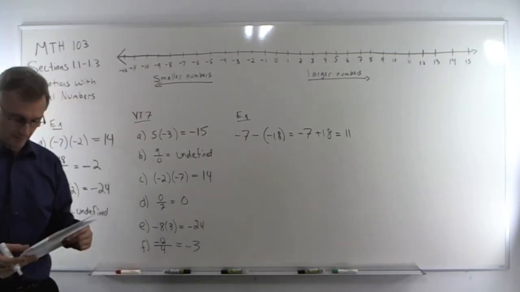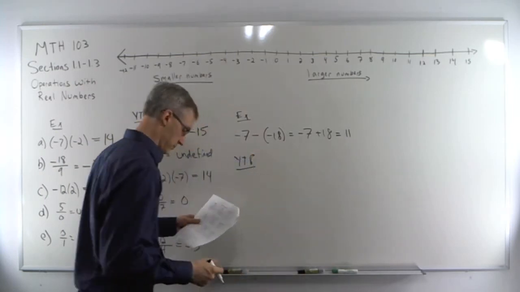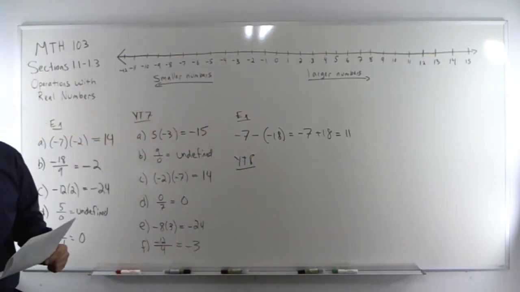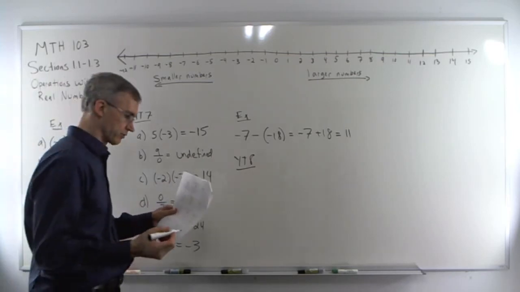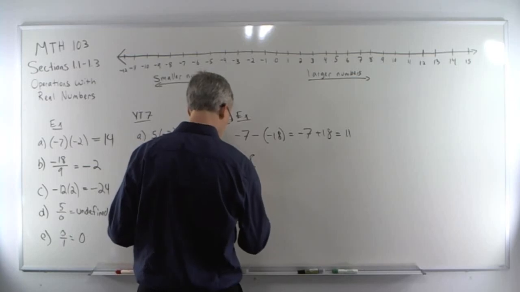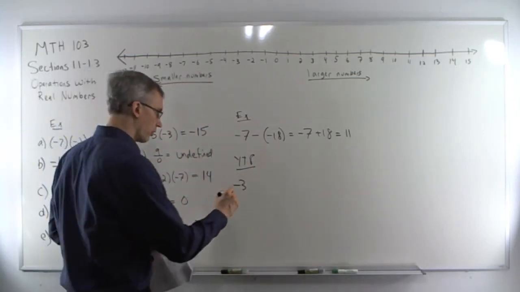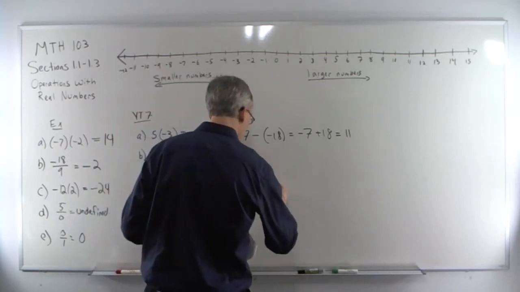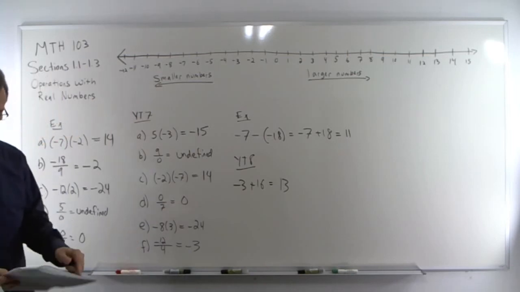Your turn, number 8. What is -3 increased by 16? So we're starting with -3, and then we're increasing that by 16. Increased by is addition, so we'll add on 16 and get 13. -3 plus 16 is 13.